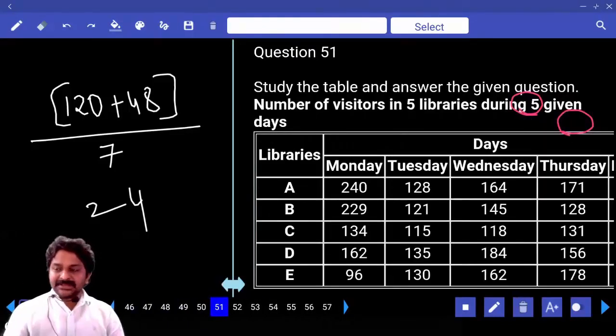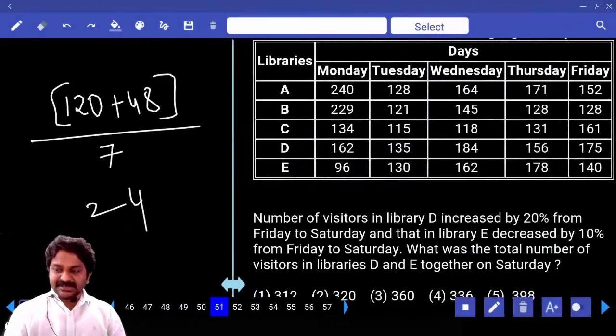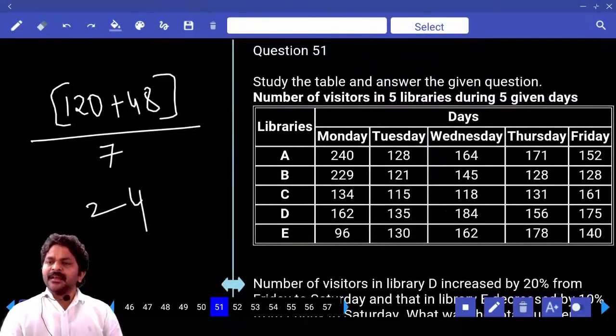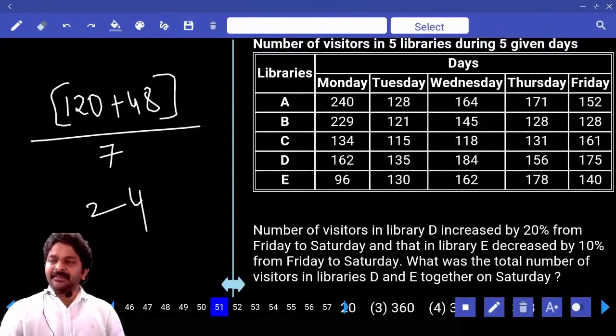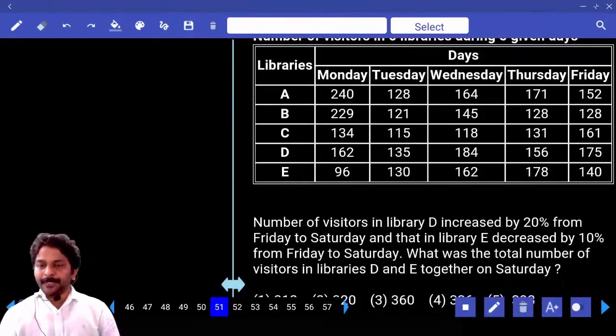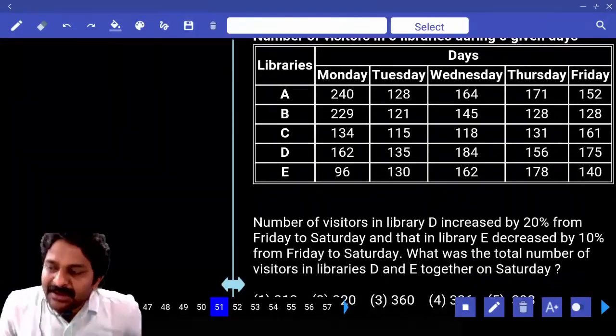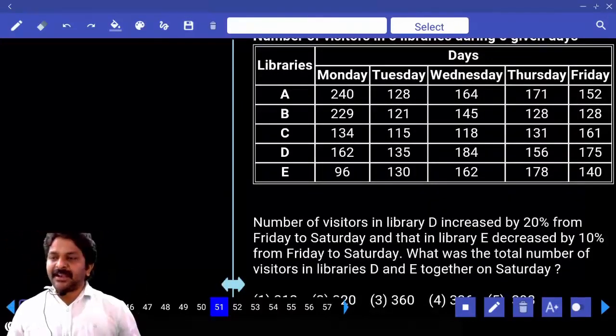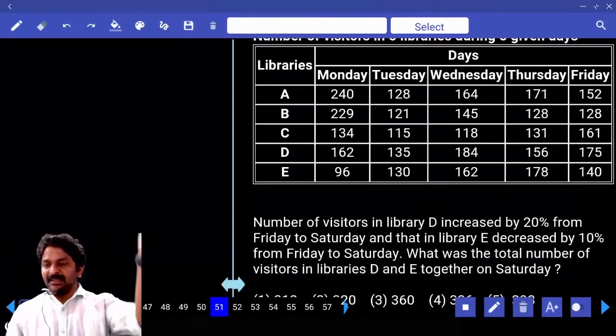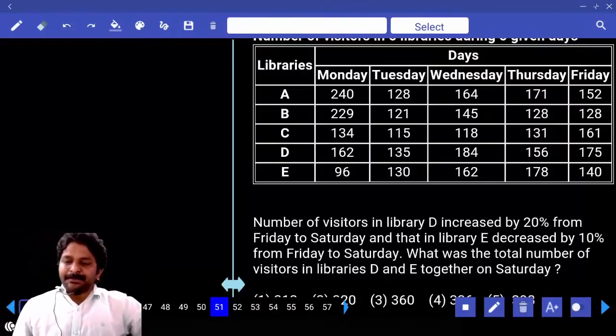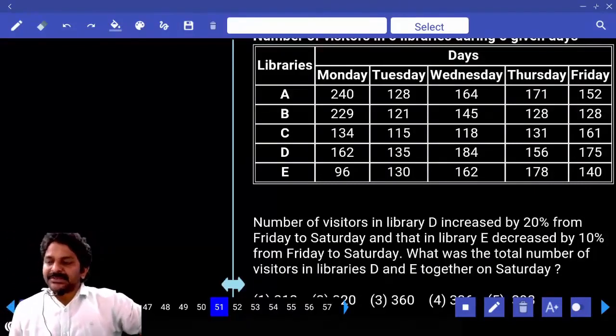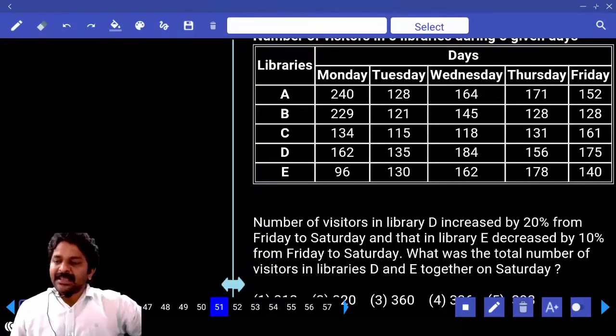Right, 51 onwards. Seems it's a simple table. Number of visitors in 5 libraries during 5 given days. Okay. Number of visitors in library D increased by 20% from Friday to Saturday, and library E decreased by 10% from Friday to Saturday. What was the total number of visitors in library D and E together on Saturday?